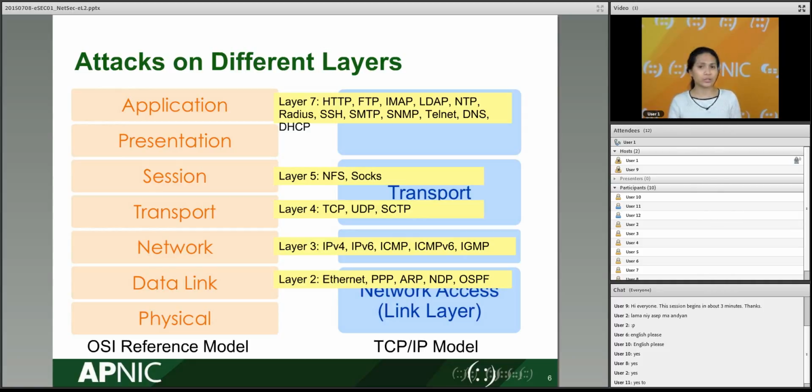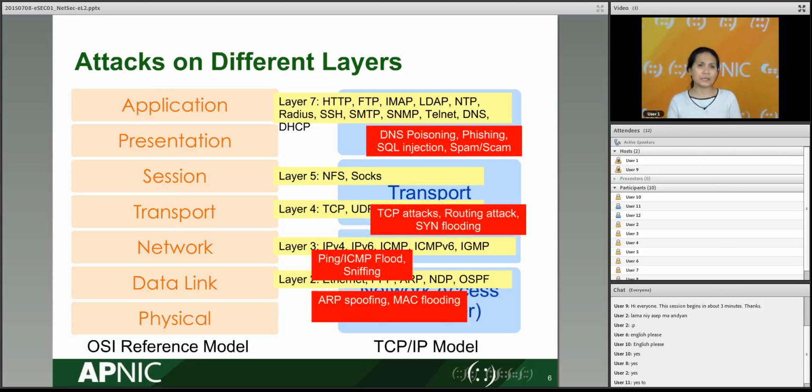Layer 4, you have your TCP and UDP, NFS for layer 5, and a whole lot of others in layer 7: HTTP, FTP, IMAP, Telnet, DNS, and a lot of other things that I actually don't have time to write down there. So what I really want you to see is this. Notice that there are different possible attacks if you look at these different layers, which kind of supports what I've been saying just before this.